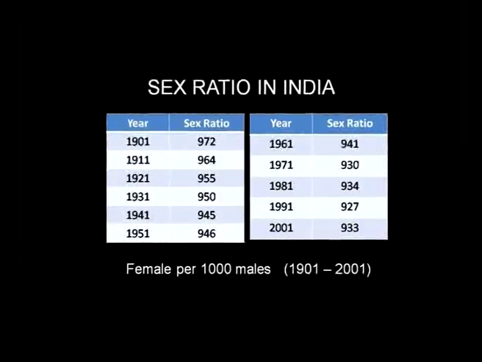The significant trend with regard to the sex ratio in the country is that it has been steadily declining, except for some marginal increases in the years 1951, 1981 and now in the 2001 census. Sex ratio in India.